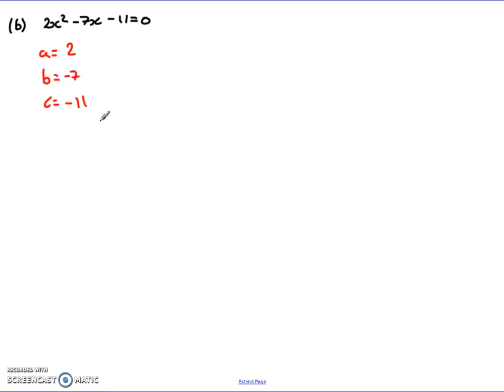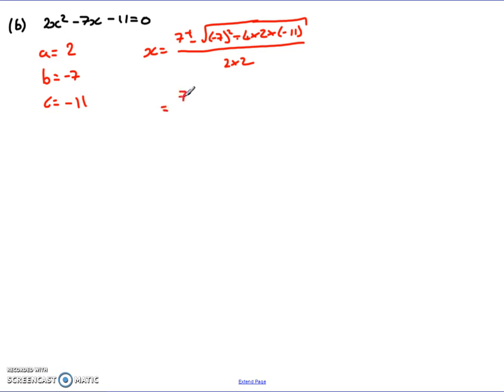From that, we plug everything into the quadratic formula. So in this case x equals negative b, so negative negative 7 becomes a positive 7, plus or minus the square root of b squared, so negative 7 squared, minus 4 times a, which is 2, times c, which is negative 11, and that's all over the value of 2a, which is 2 times 2. Start to simplify this out and work it down. 7 plus or minus the square root of, well, negative 7 squared is 49. Take away 4 times 2 times negative 11, that gives me negative 88.